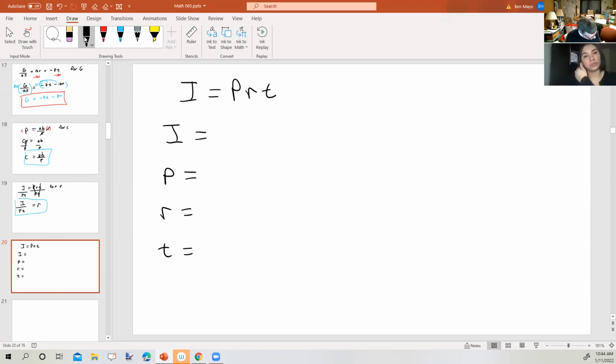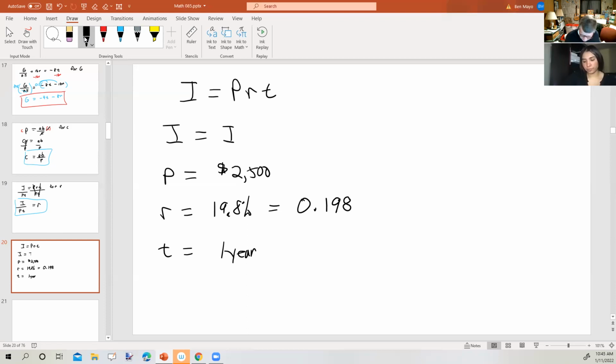The finance charge that a student pays on his credit card is 19.8%. So that's the interest rate, which changed into a regular number would be 0.198. Determine the finance charges the student would have to pay if the account's average balance for the year, so time is 1 year, is $2,500. So we're trying to find I. So I equals $2,500 times 0.198 times 1 year.